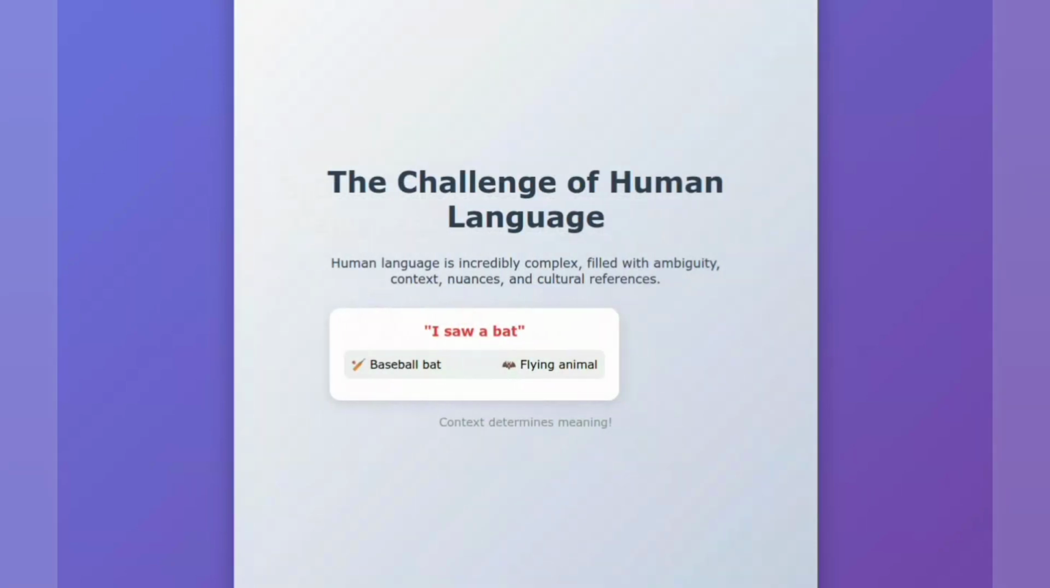Human language is incredibly complex. It's filled with ambiguity, context, nuances, sarcasm, and cultural references. For a machine to truly understand what we say or write, it needs to go far beyond simple keyword matching. NLP aims to bridge this gap between human communication and computer comprehension.